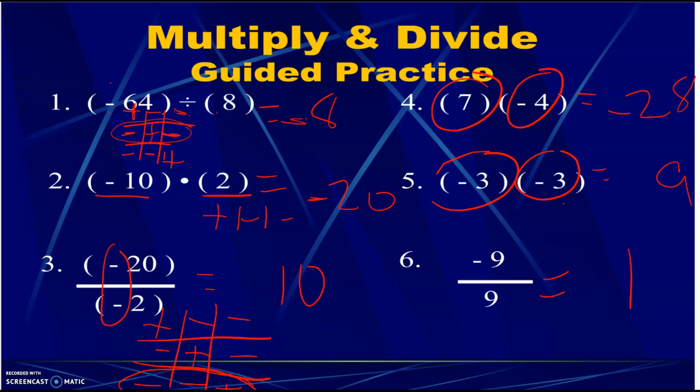9 divided by 9 is 1. One 9 is negative, the other 9 is positive. Since the signs are different, the answer is going to be negative. And that's multiplication and division. Please let me know what you need help with and what questions you have.